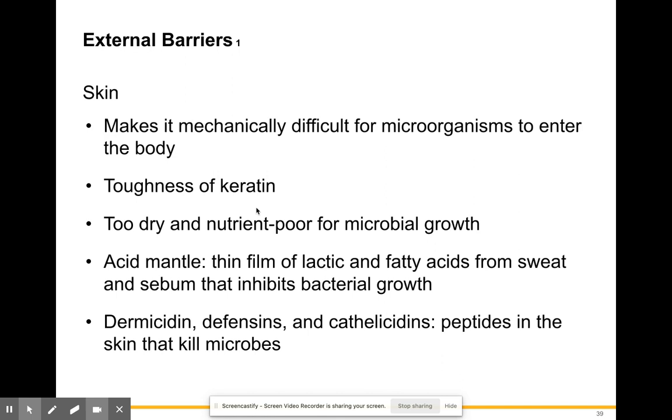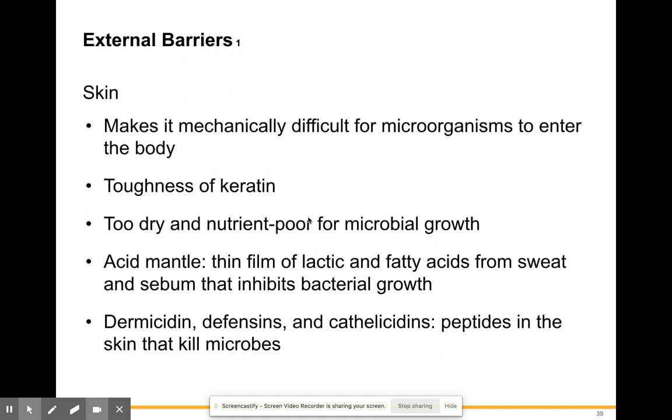Bacteria and viruses, especially bacteria, need nutrients to survive and to reproduce. They need moisture. They need water, just like you do. So the overall nature of your skin is not great for microbial growth.